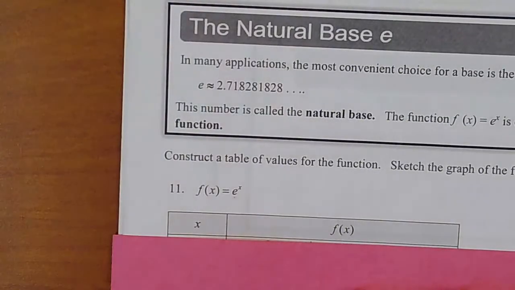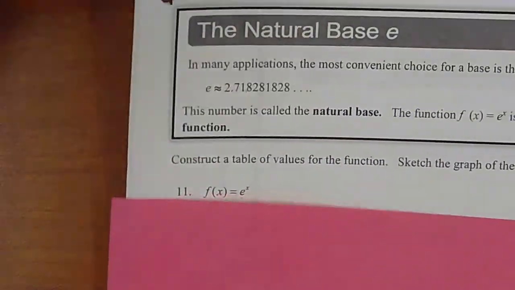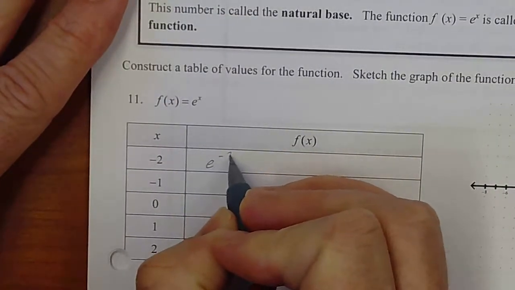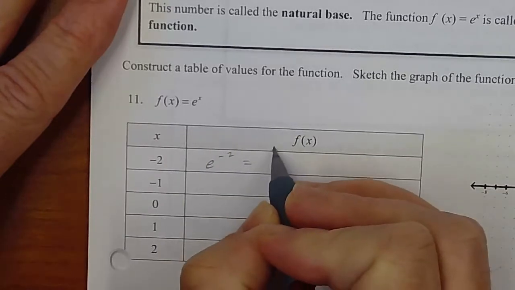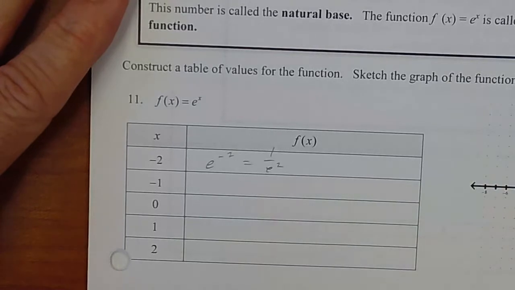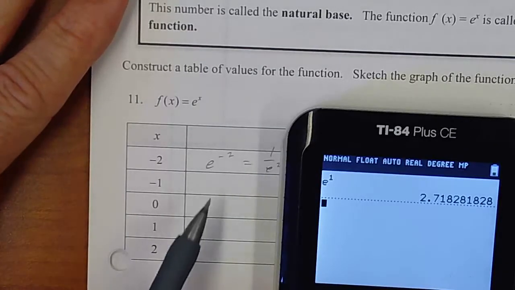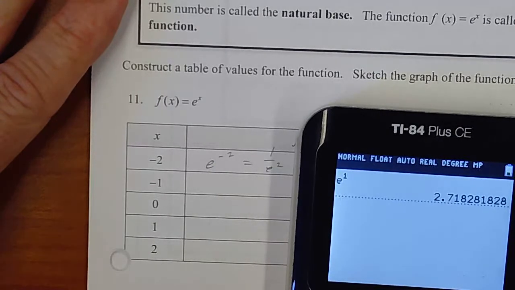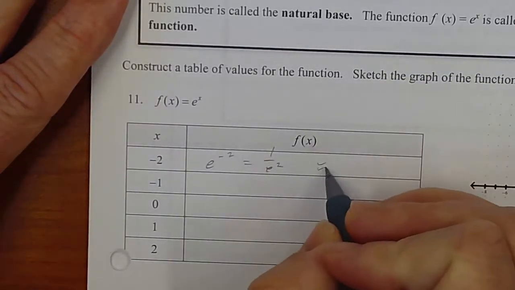So construct a table of values for this function. Sketch the graph of the function. Okay, so like we did yesterday, if my input value is -2, we're going to do e to the -2nd, which is 1 over e squared, but really this is an irrational number. We can't express it as a fraction anyways. We're just going to need the calculator. So whether you do e to the -2nd or 1 over e to the 2nd, it doesn't matter. Okay, so I end up with 0.135, so approximately 0.14 to the nearest hundredth.